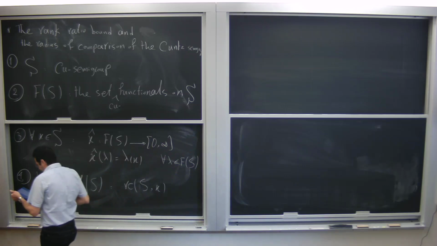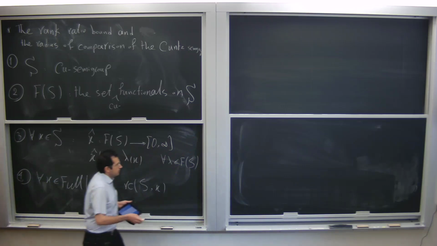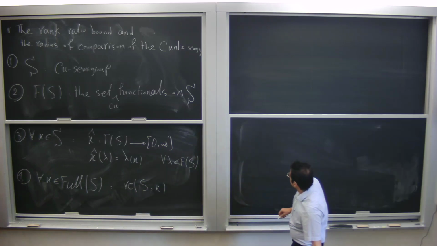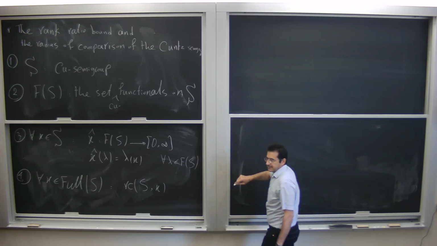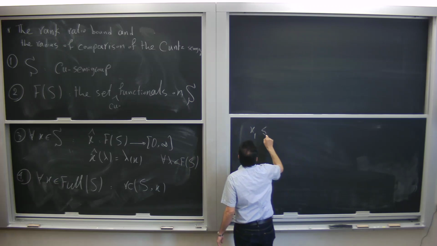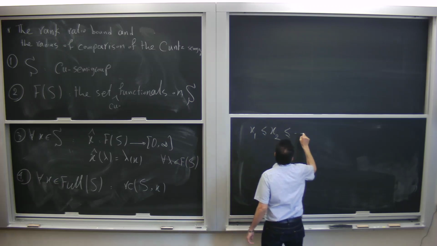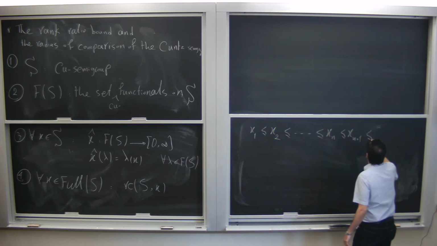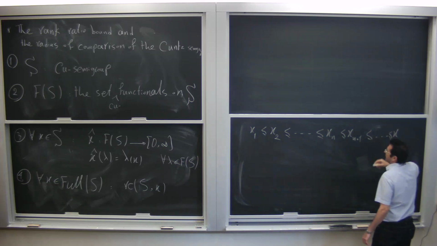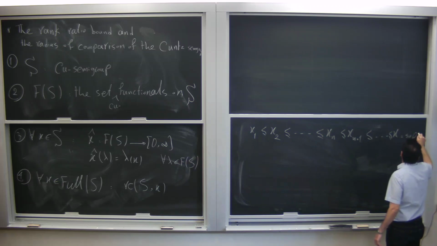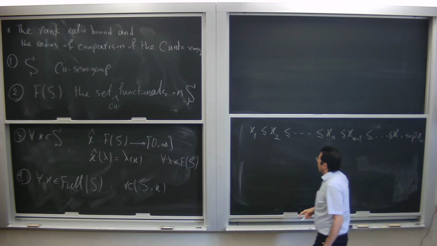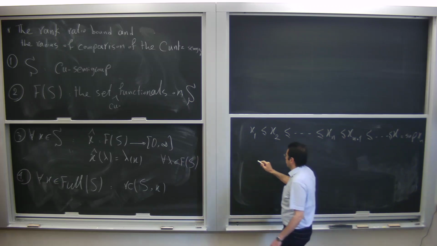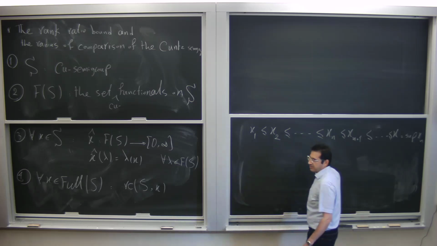Now, what is the question? Suppose that you have an increasing sequence in S: x1 less than or equal to x2 less than or equal to and so on, x_n, x_{n+1}, and x is the supremum of these elements. If you have an increasing sequence in your Cuntz semigroup, then for the radius of comparison, you have a decreasing sequence.